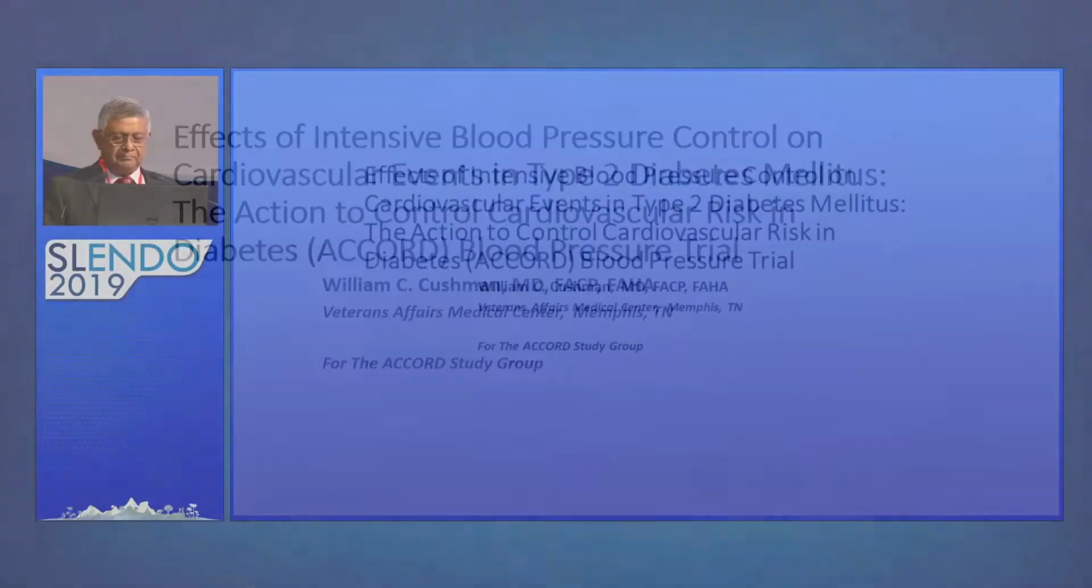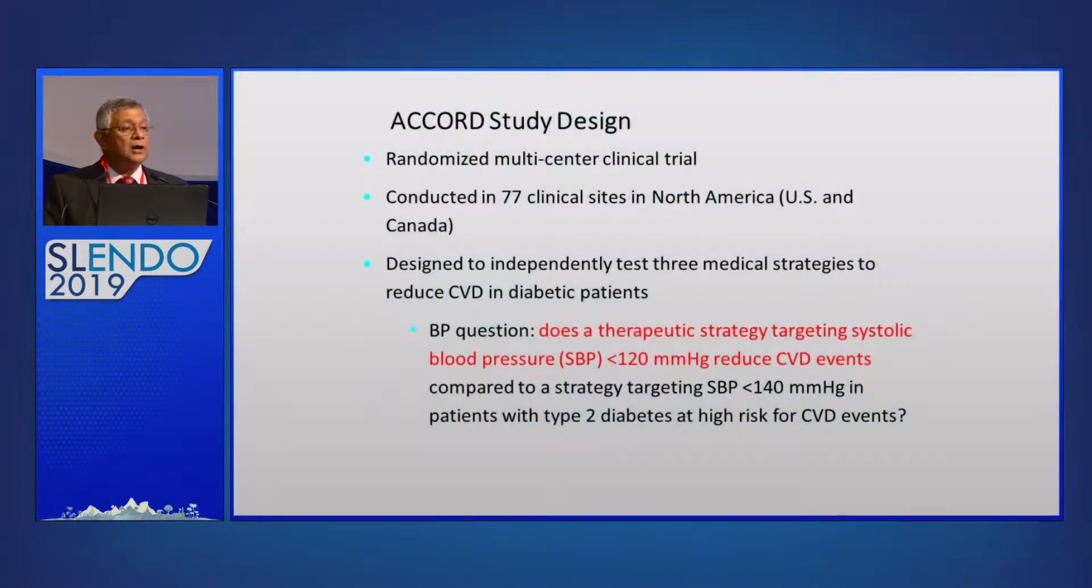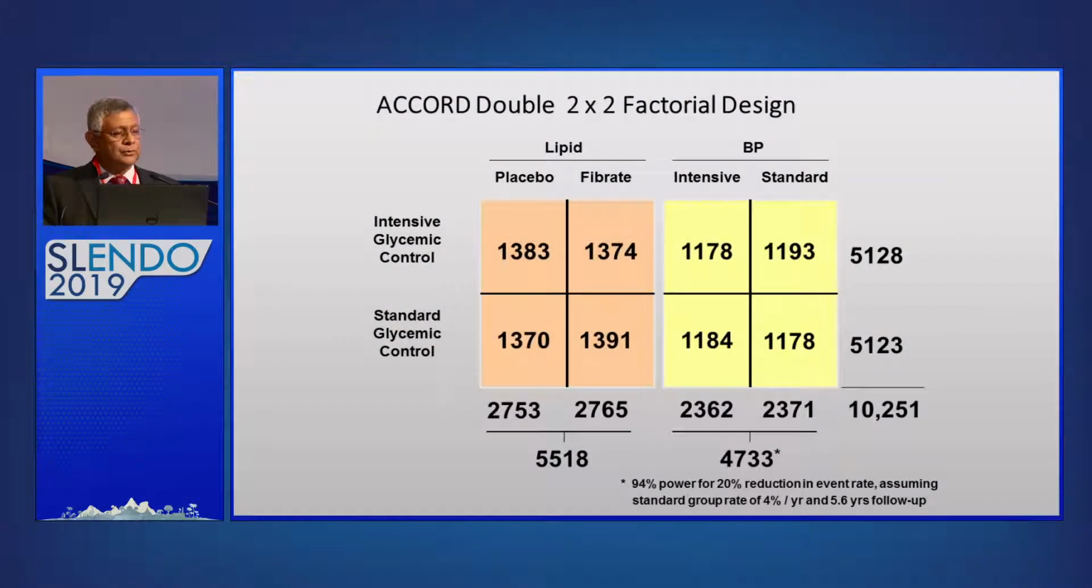One is the ACCORD trial, published long ago in the New England Journal of Medicine. In the ACCORD trial, the study question was: does a therapeutic strategy targeting systolic blood pressure of less than 120 reduce cardiovascular events? It is a 2x2 design trial. They also tested strict glycemic control, but I'll just concentrate on the blood pressure control.